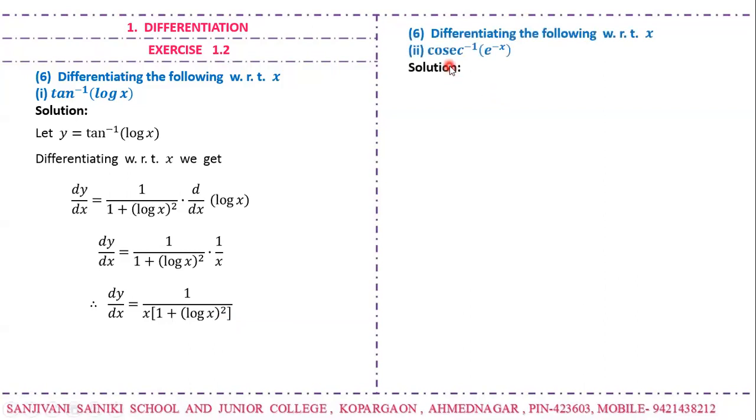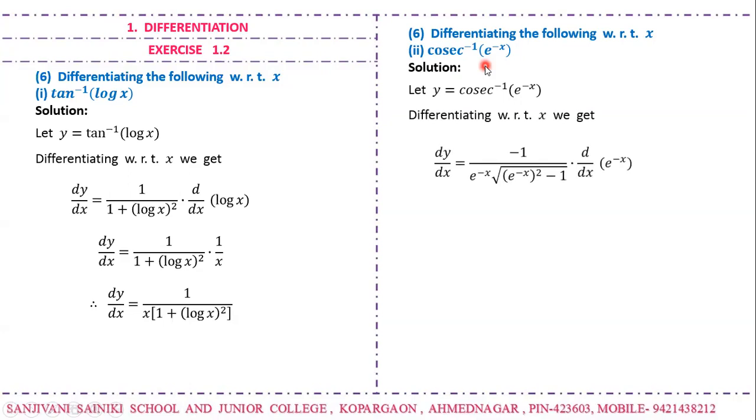The next example, cosec inverse of e raised to minus x. Again, same, cosec inverse of f of x. Its derivative is minus 1 upon e raised to minus x square root of e raised to minus x square minus 1 into f dash of x, which is d by dx of e raised to minus x. Cosec inverse of f of x is minus 1 upon f of x square root f of x square minus 1 into f dash of x.